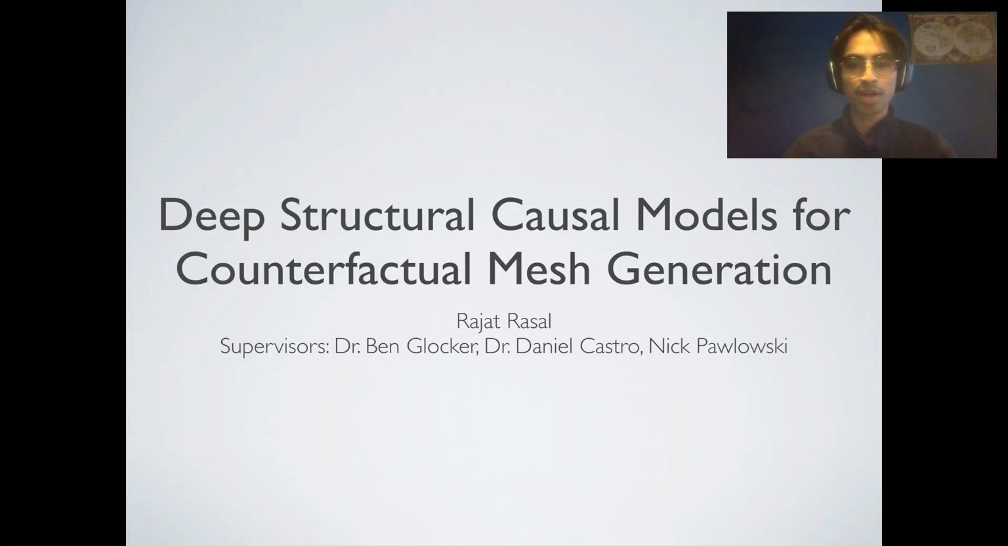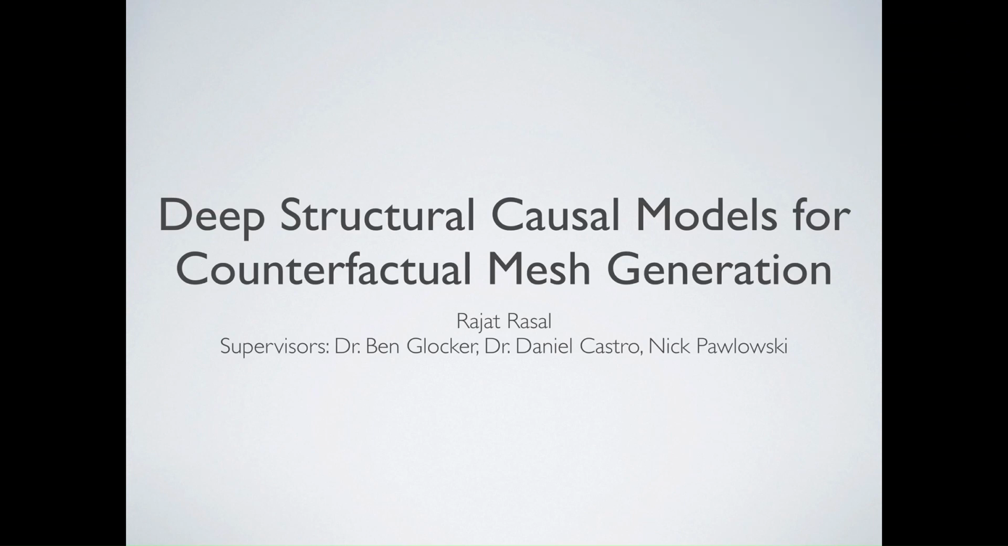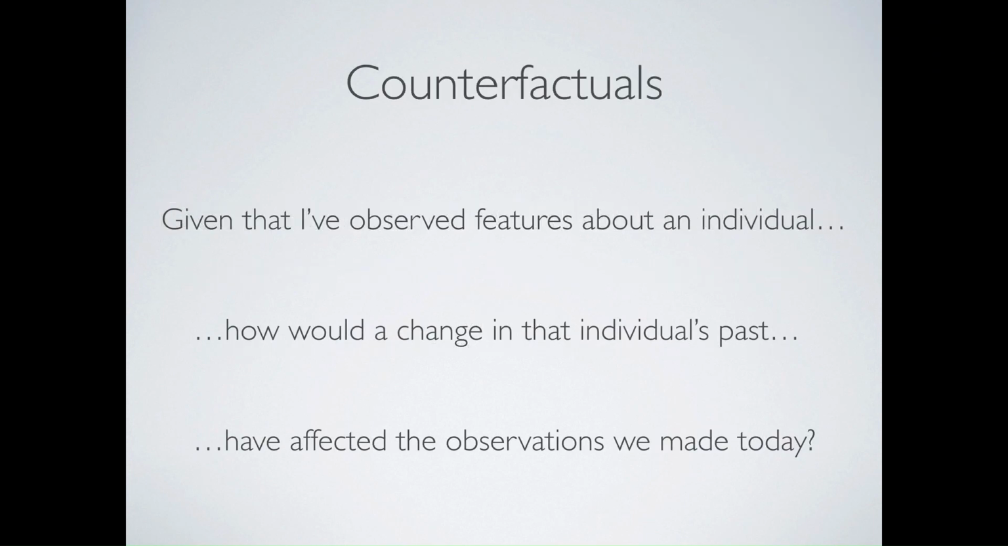In this short video, I'm going to talk about my fourth year master's project on generating counterfactual images and meshes. A counterfactual gives us an answer to a question of the form: given that I've observed characteristics about an individual, how would doing something different in that individual's past have affected the observations that we made today?